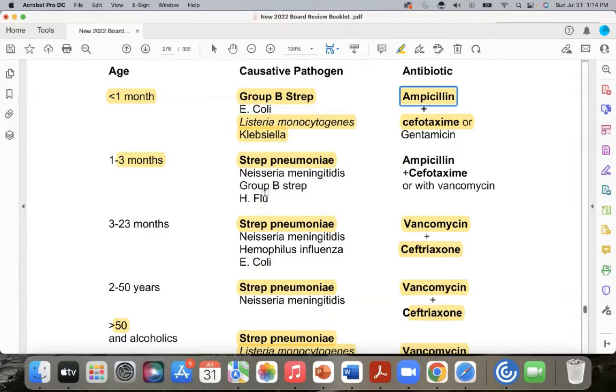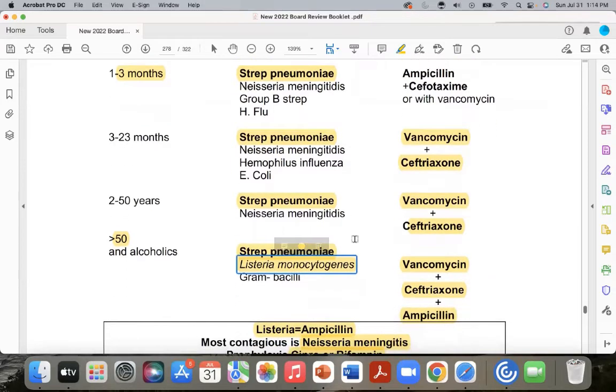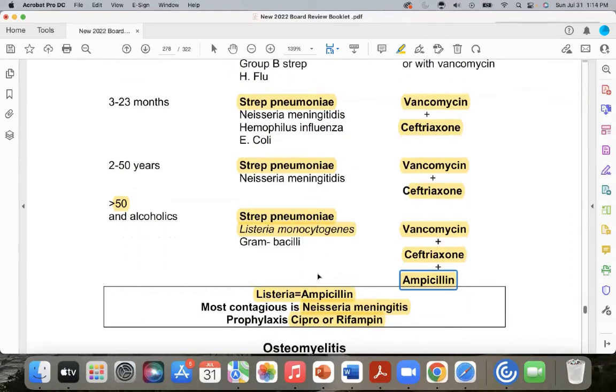But after 3 months of age, what's your most common cause? Strep pneumoniae. What are you giving? I'm giving vancomycin. What are you giving? Vancomycin. And then, okay, I'm older than 50. Who's back in the fold? Listeria, what do you have to give? I still give vancomycin, but I'm going to give ampicillin for Listeria. Now, does that make sense to everybody? And then they're going to say, what's the most contagious form? Yeah, the most contagious form is going to be Neisseria.